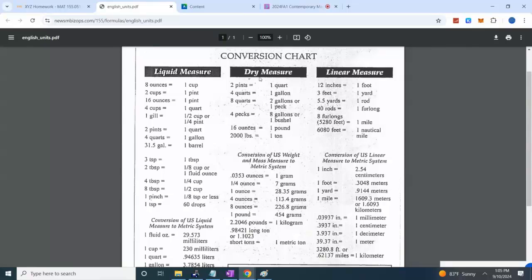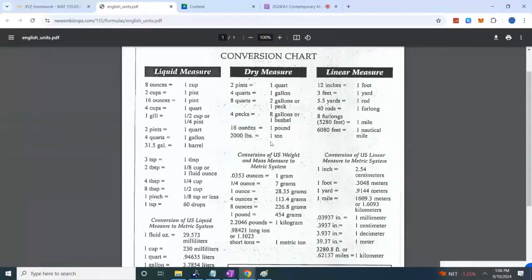In this section, we're going to use a dry measure where 2 pints is 1 quart, 4 quarts is a gallon, 8 quarts is 2 gallons, or also can be called a peck. 4 pecks is 8 gallons. 16 ounces is 1 pound. So notice over here for liquid measurement, 16 ounces is 1 pint. But as far as dry measure or weight is concerned, 16 ounces is 1 pound, and 2,000 pounds is equal to 1 ton.